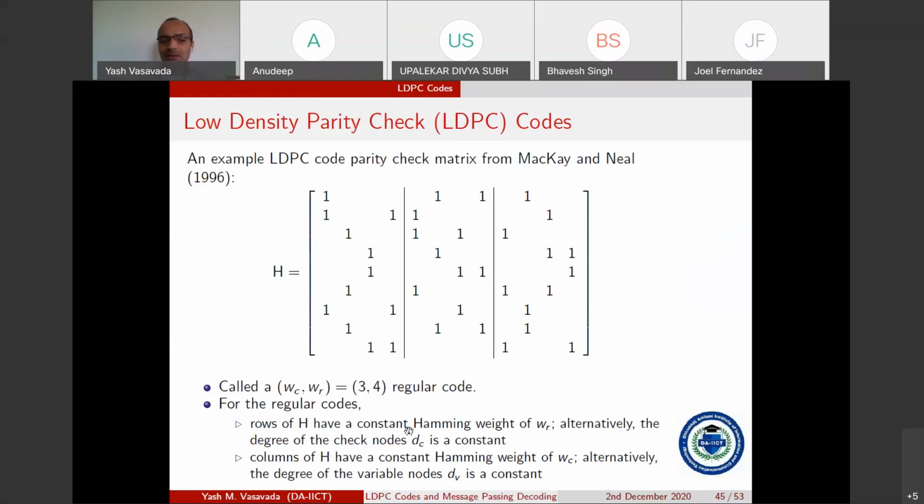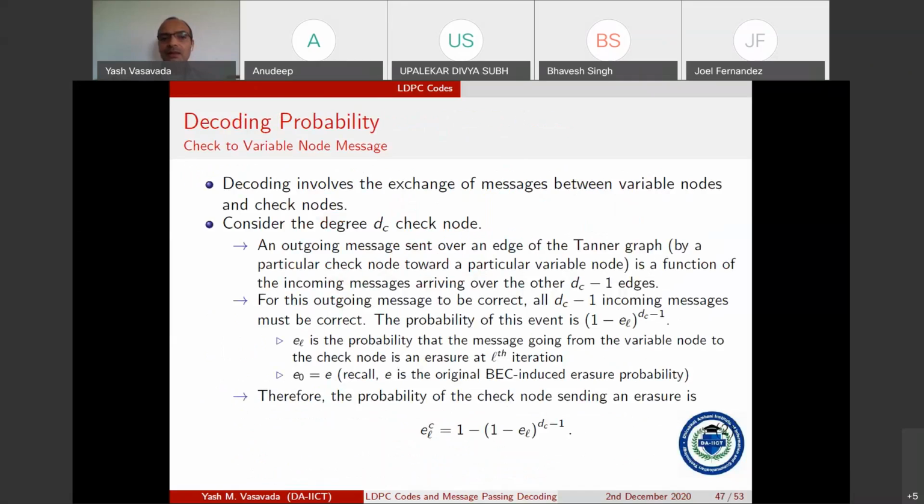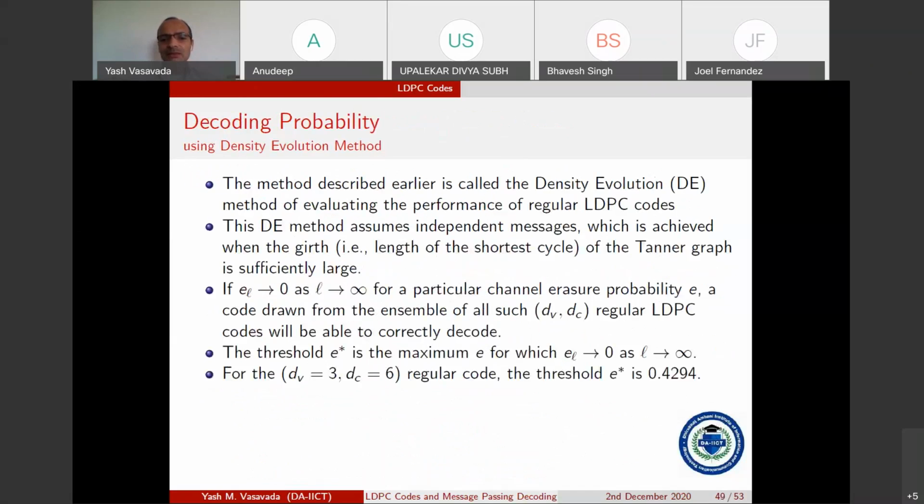DC and DV, or WC and WR. This is a 3-4 regular code. The reason it's called regular is because all the check nodes have the same degree of 4, all the variable nodes have the same degree of 3. But then the idea is that we do the same type of iterations. We can analyze the decoding probability and how it converges. Let us not look at it right now.